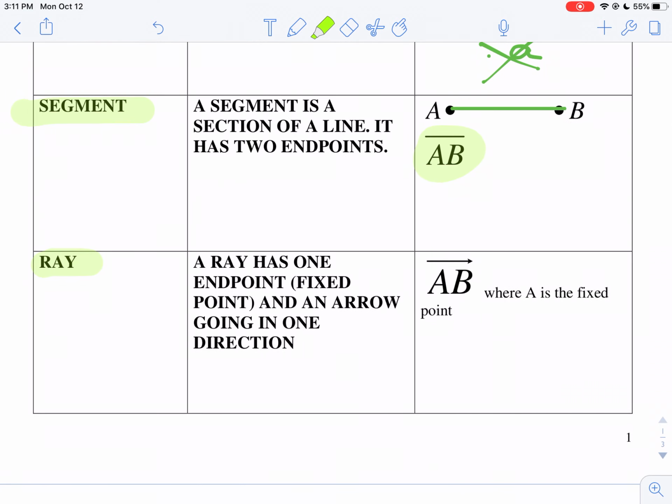Ray, okay? So a ray has one end point which is fixed and one arrow going in one direction, okay? The notation is this, almost like a segment, but you also have an arrow in one direction, okay? And the fixed point is your A, okay? So how do I draw a ray? First of all, I put the fixed point down, which is my A. Then I put the second point, which is your B. And starting from A, I'm going to go right through B and put an arrow down. Okay, so this is a ray.